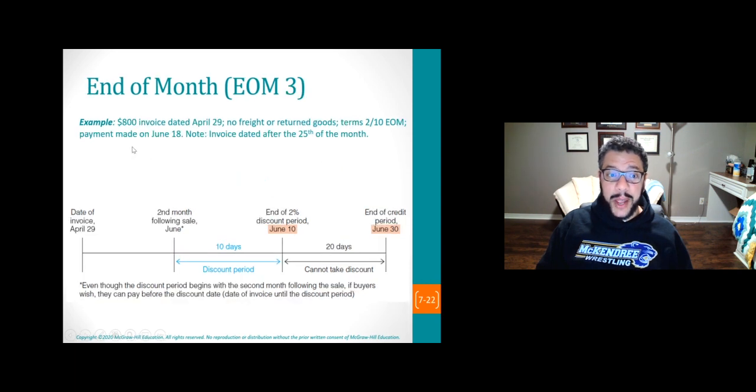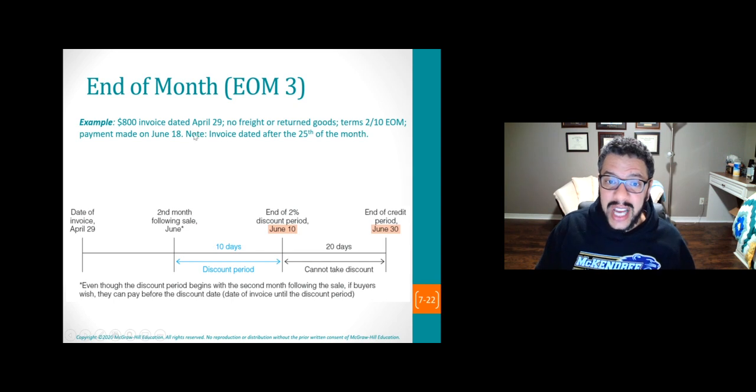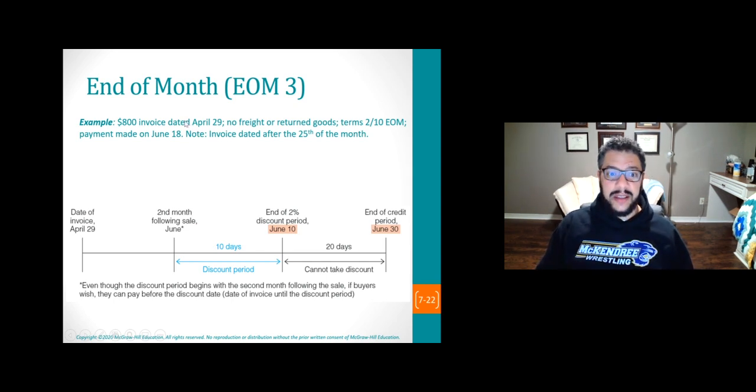Now, the other scenario is if this is actually after the 25th. So this is an $800 invoice dated April 29th, no freight. It's a 2% discount if paid within 10 days of the end of month. The payment was made on June 18th. Note, the invoice is dated after the 25th of the month.